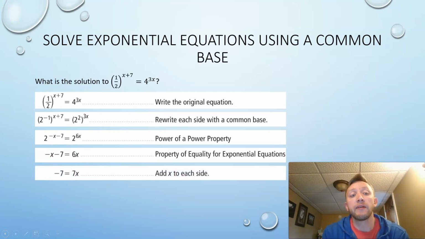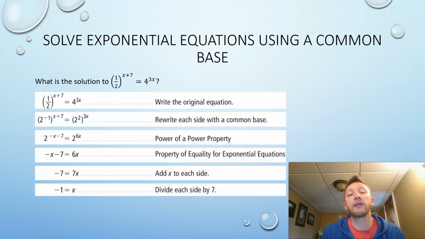So we could add x to both sides, so we could get both x's on the same side. So I could add x to both sides. Now I'd have -7 equals 7x. And now clearly we would just divide by 7 to get our answer that x would equal -1.